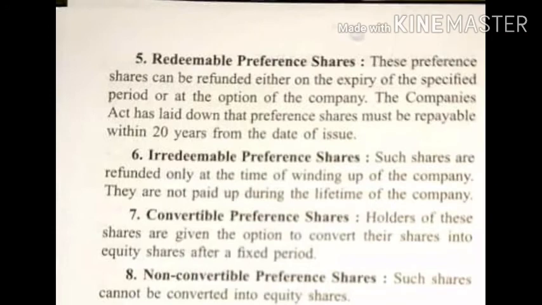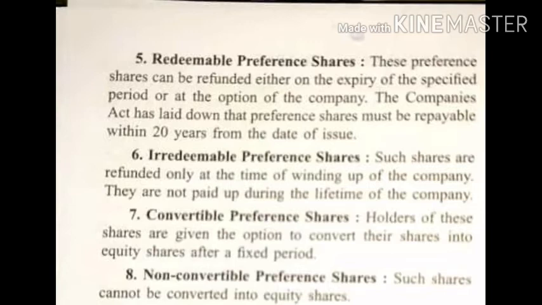Redeemable preference share. These preference shares can be refunded either on the expiry of a specified period or at the option of the company. The Companies Act has laid down that preference shares must be repayable within 20 years from the date of issue. So they have a lifespan of 20 years. They must be repayable within that stipulated time. Irredeemable preference shares are refunded only at the time of winding up of the company. They are not paid back during the lifetime of the company.